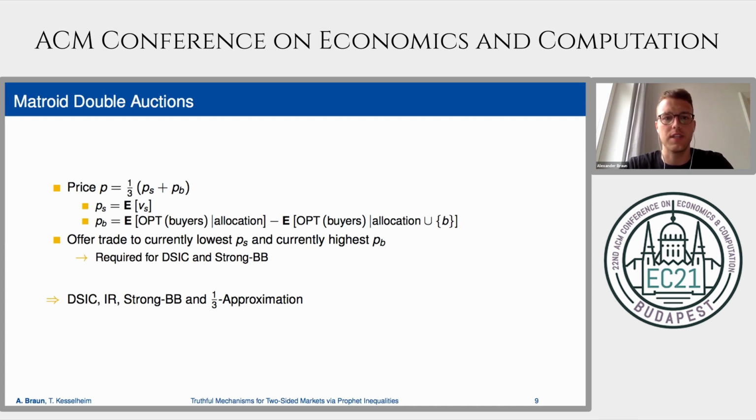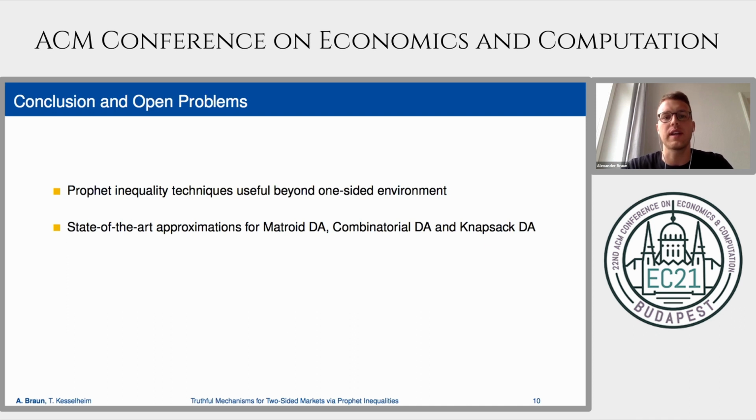Okay, let's conclude. What have we seen in this talk? We have seen that profit inequality techniques are very useful beyond the one-sided environment. In particular, understanding the one-sided environment case first, properly, and then afterwards trying to extend these techniques to more general settings, so in our case, the two-sided markets, is a very, very nice way to tackle problems. And as we've seen, by this, we could improve the state-of-the-art approximation guarantees in several settings. So for matrix double auctions, combinatorial double auctions, and knapsack double auctions. But still, of course, we were not able to solve all the problems, but there are a lot of problems open that we could not answer in our paper.